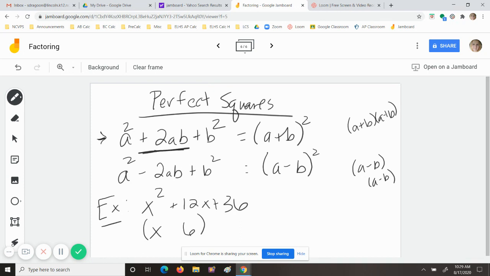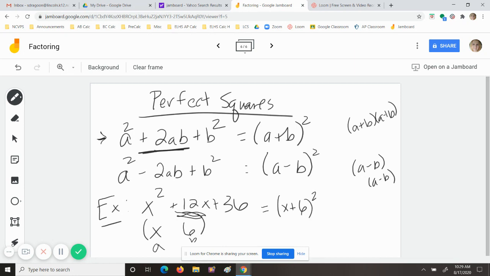Plus 2ab. So what we're saying is that x is the a, 6 is the b. If we multiplied those together and doubled it, a times b would be x times 6, which is 6x. If we double that, that would be 12x. Notice that's the term we have in the middle. So this fits the formula. So we could say that this is equivalent to x plus 6 squared.